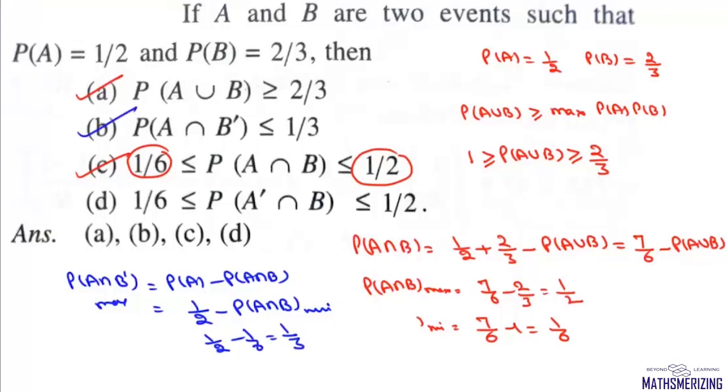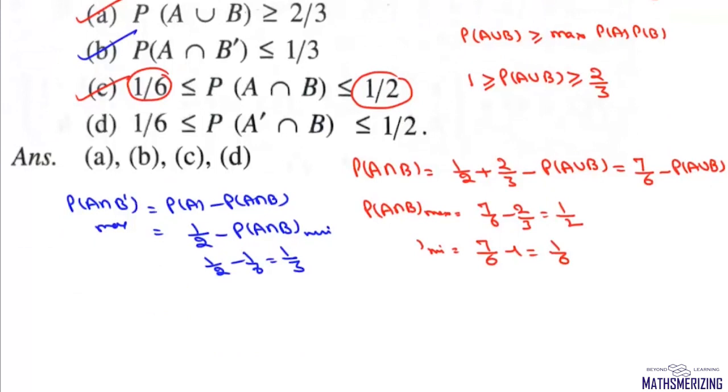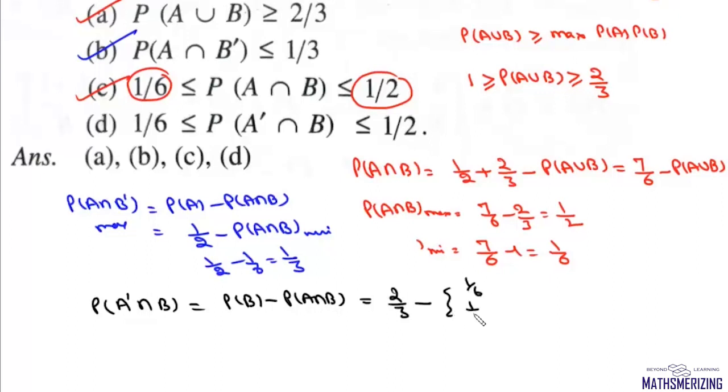Now the same way we can write probability of A naught intersection B. Now probability of A naught intersection B is probability of B minus probability of A intersection B. Now probability of B is 2 by 3 minus A intersection B, which has two values, 1 by 6 and 1 by 2. Now if we take 1 by 6, then it will be 1 by 2, which is its maximum value, and if we put 1 by 2, then it will be 1 by 6. So that means all the four options A, B, C, D are correct.